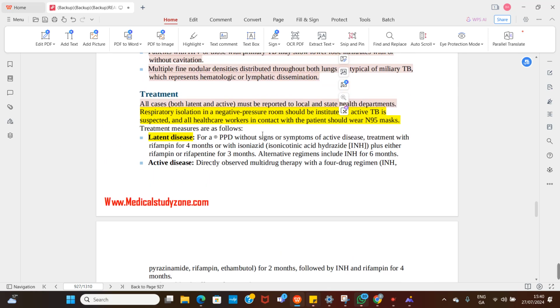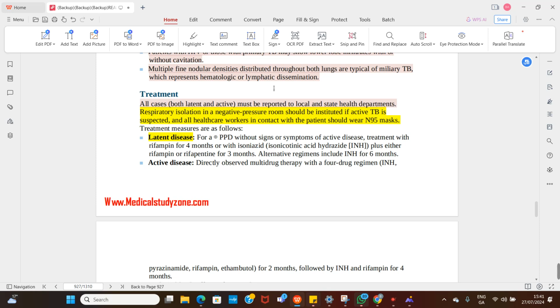Now, if you test somebody and you confirm latent, or you test somebody and you confirm active, you have to report to the local and state health department. If you see that in the option, pick it, report it. Because somebody with latent can also still develop the active, and they can develop the infection. So, report to the local state authority. They are going to take it up from there.